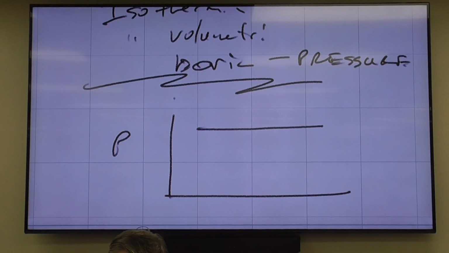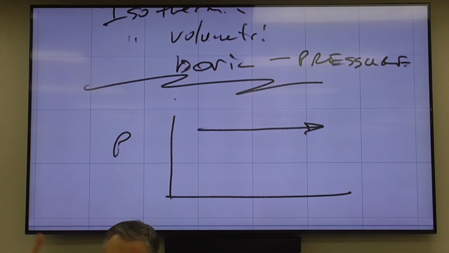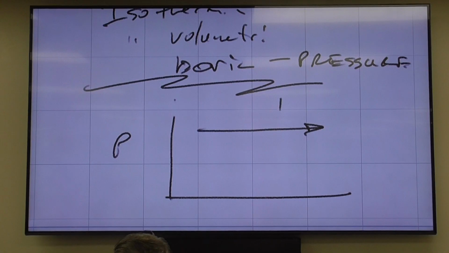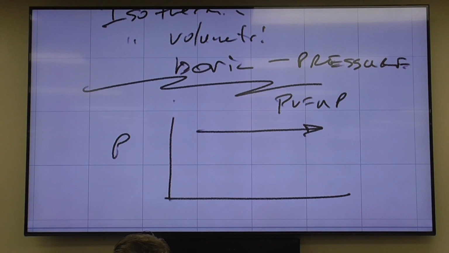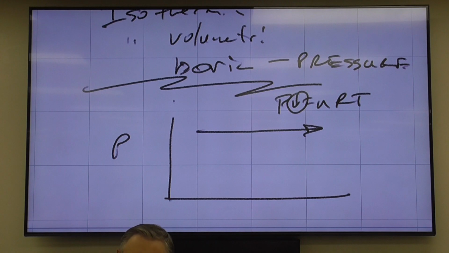Okay? So if you're going in this direction to the right, if you look at PV equals nRT, what's going to happen to your volume? It's got to increase. Yeah, you're gonna make a bigger volume, but you're gonna have the same pressure, so therefore your temperature has to go up. So that means I'm going to have a bigger temperature over here.